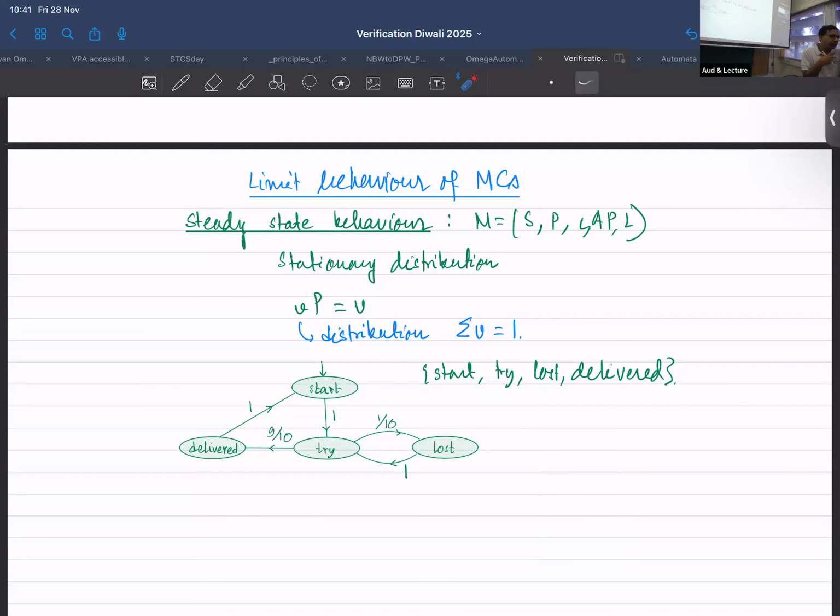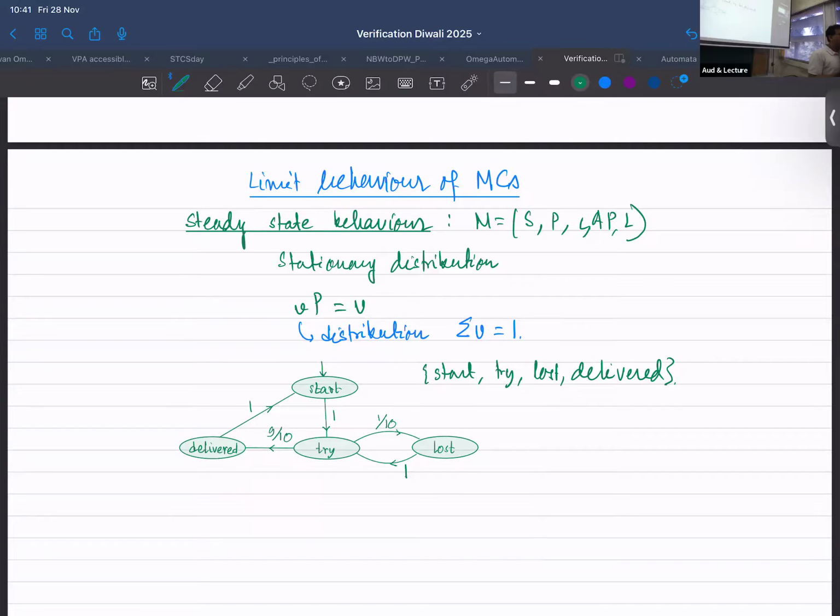That when there's an infinite path of the Markov chain, which you can think of as the system running for a long time, then eventually in the limit, what fraction of time will the path be spending in each of the states? Is it clear? So that is the notion of steady state behavior, or the limit behavior. If I talk about this distribution, I'm talking about how much fraction it's going to stay in each of the states.